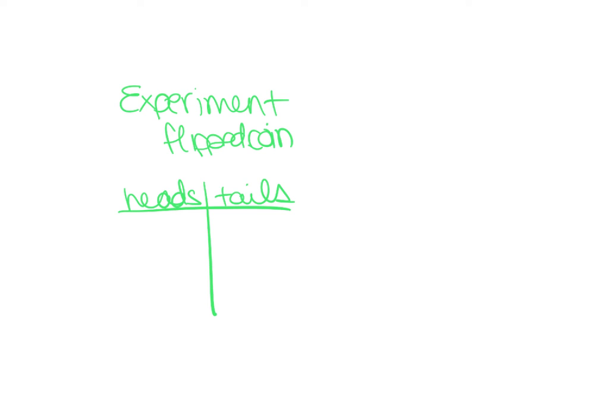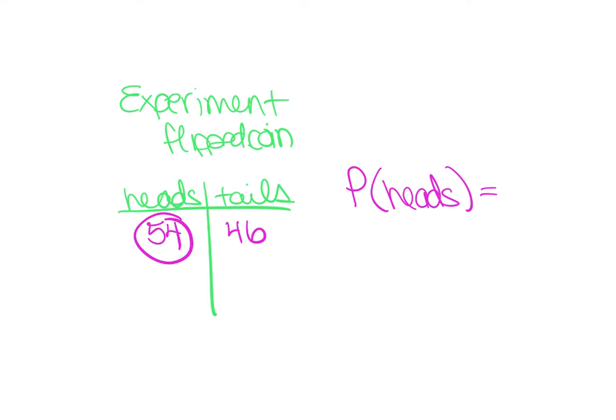So let's say that as we flipped our coins, we flipped a total of 54 heads. And we flipped a total of 46 tails. So this wasn't the perfect 50-50 split we expected, but given our situation, let's calculate the experimental probability that we flipped a heads. So here, the probability that we flipped a heads is the total number of successes, which is 54. And then we divide by the total.